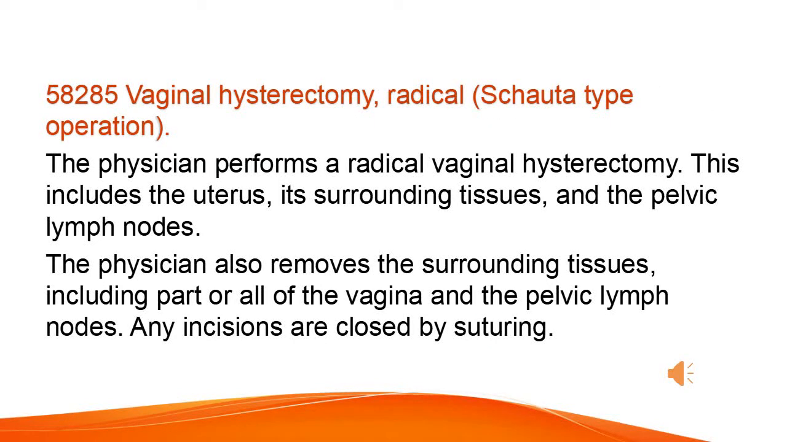Vaginal hysterectomy, radical, Schauta-type operation. The physician performs a radical vaginal hysterectomy. This includes the uterus, its surrounding tissues, and the pelvic lymph nodes. The physician also removes the surrounding tissues, including part or all of the vagina and the pelvic lymph nodes. Any incisions are closed by suturing.